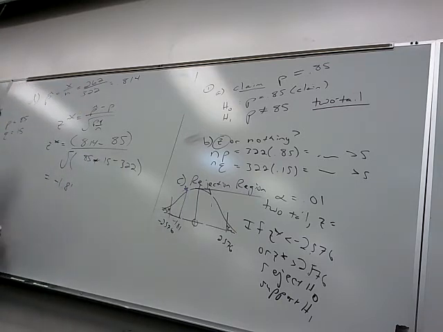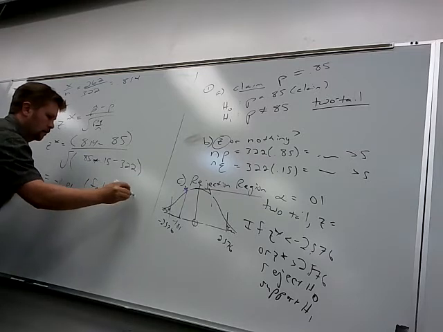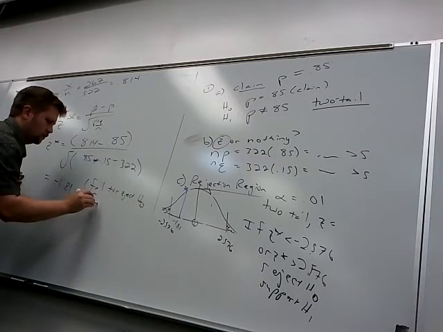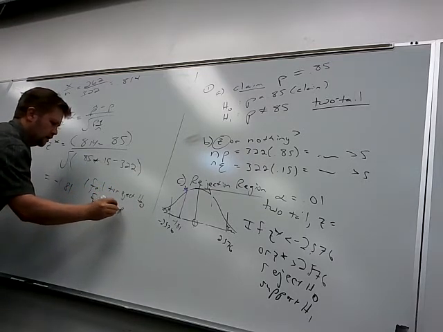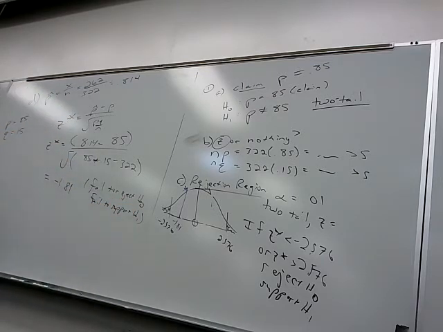So here I can say, fail to reject the Ho. So I fail to support the Ha. Which one of those is going to help me write the conclusion?